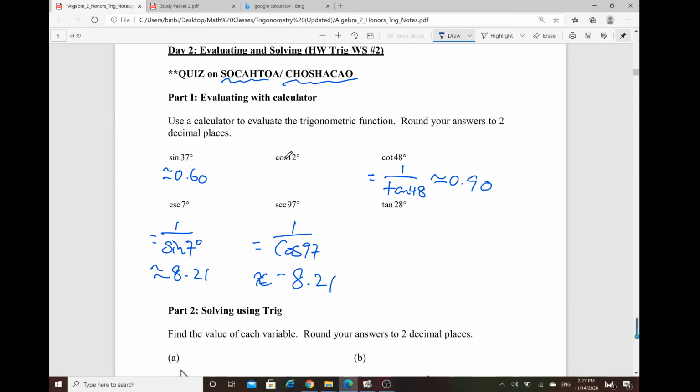Okay, so for the rest of those, cosine of 12, tangent of 28, simply follow through the same trend right here. Cosine of 12, typing cosine and then 12, tangent of 28.